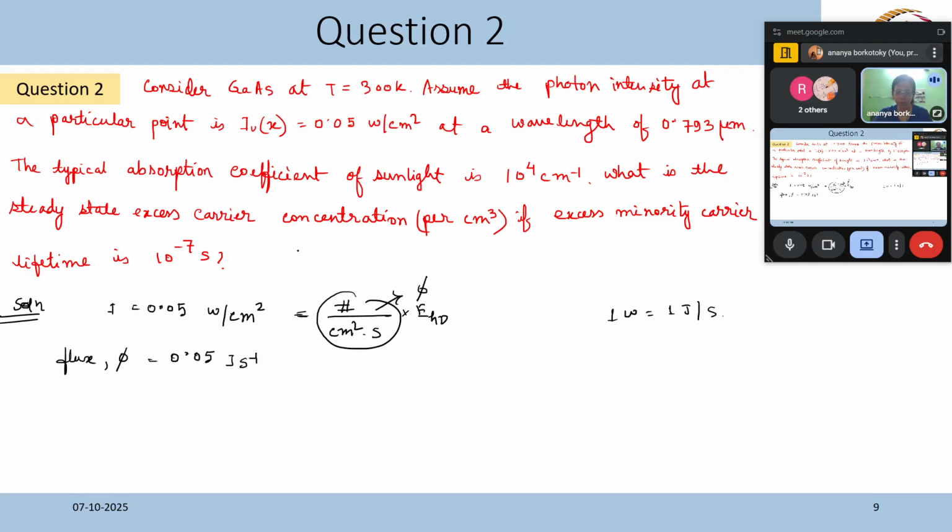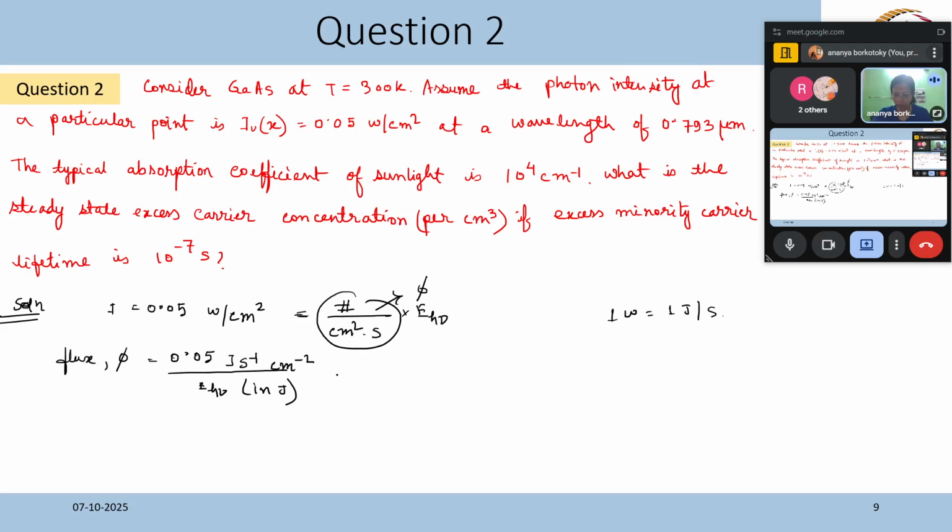You can very easily calculate it directly. I'm just writing each and every step, okay, so that there is no mistake. And then I have this centimeter to the power minus 2, divided by E of h nu, the energy of the photon. This also I have to calculate in joule, okay, so that there is no mistake. Then I will get the flux.